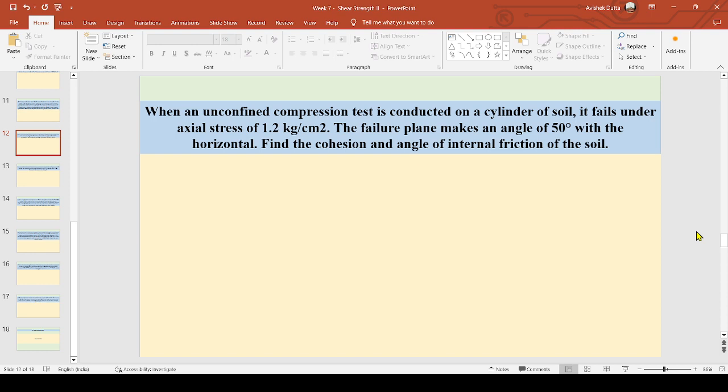Two things are given. The axial stress at failure during an unconfined compression test is 1.2 kg per cm square, and the failure plane angle with the horizontal, that is 50 degree over here. To find out only the cohesion and the angle of internal friction of the soil.